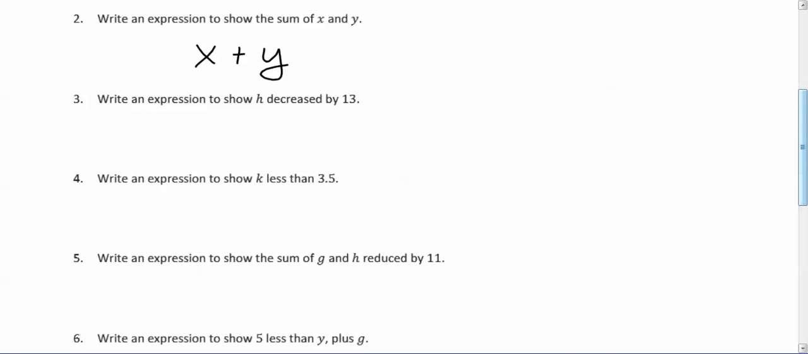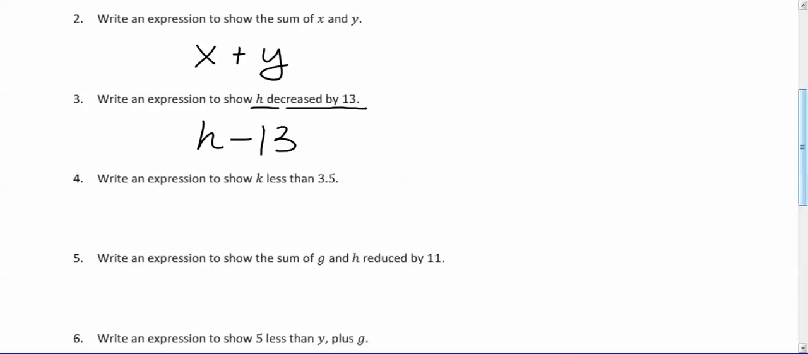Well, you were absent, so write an expression to show h decreased by 13. Decreased by means what operation to Phelan? Subtraction, very good. Is decreased by a flip-flop phrase? No, it's not. What is our flip-flop phrase? Less than, very good, Bryson. So in this case, it's not a flip-flop phrase, so you're going to just have h minus 13, in that order.